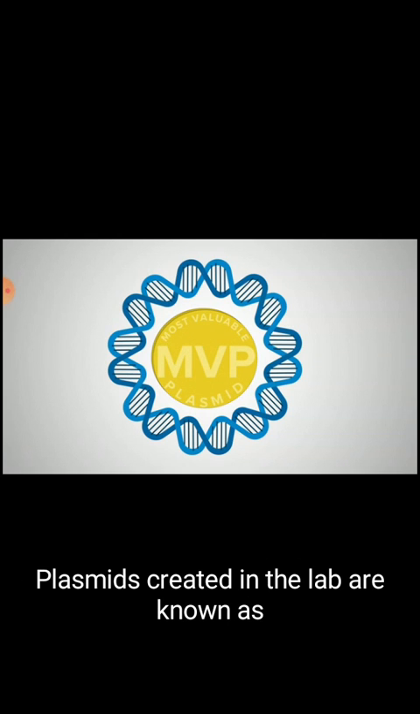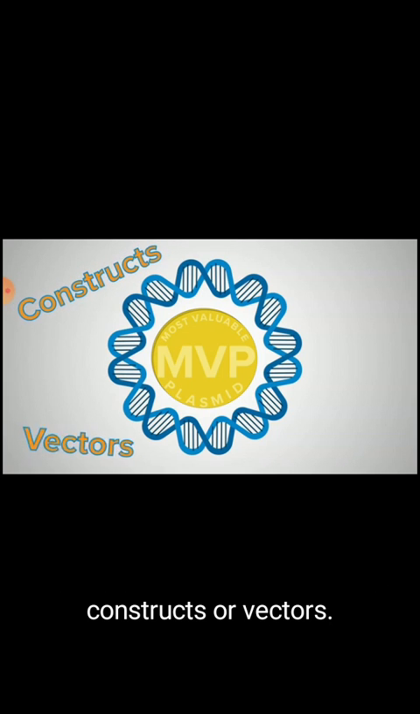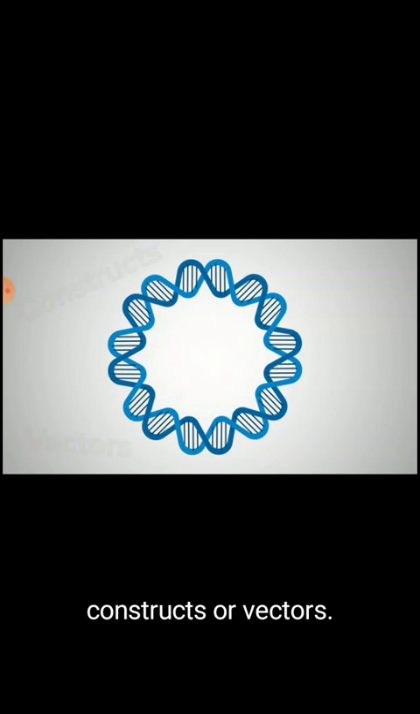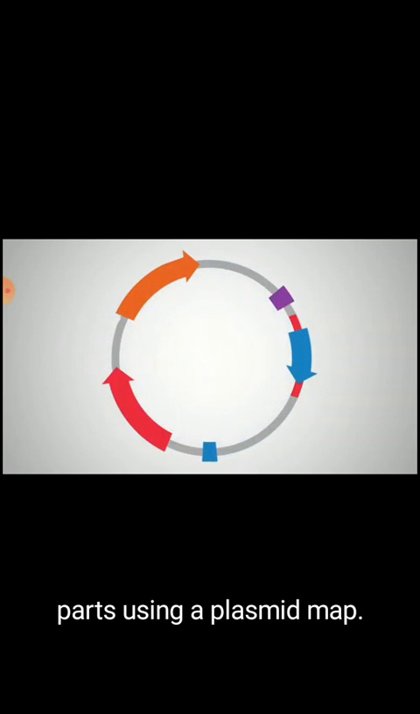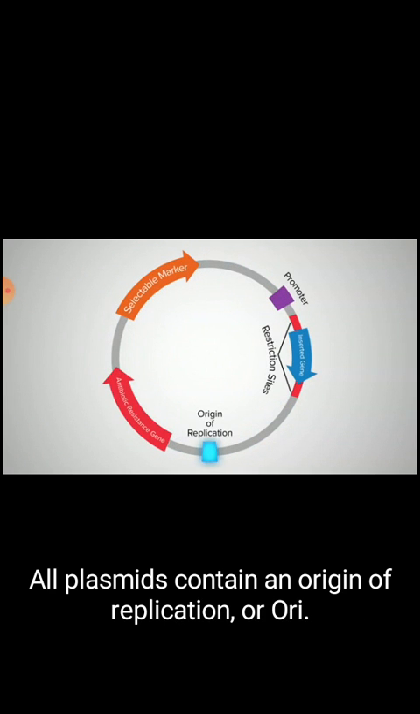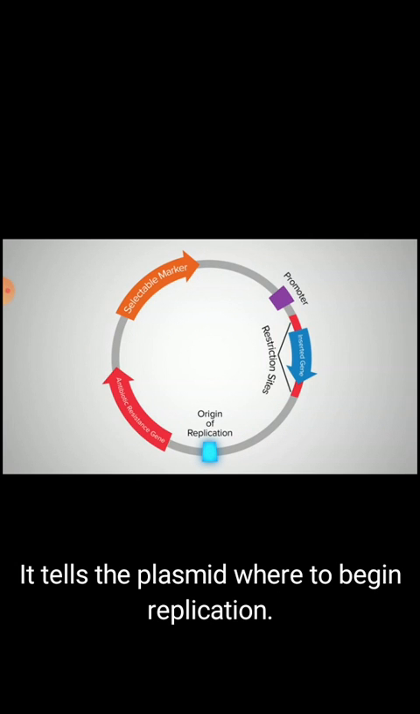Plasmids created in the lab are known as constructs, or vectors. To understand what plasmids can do, let's break down its parts using a plasmid map. All plasmids contain an origin of replication, or ORI. It tells the plasmid where to begin replication.